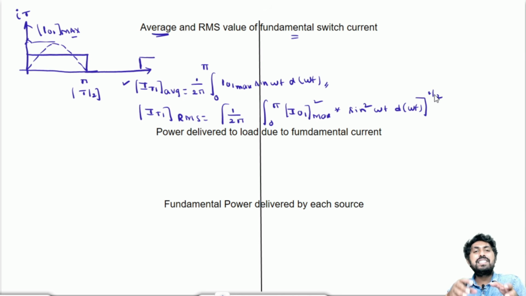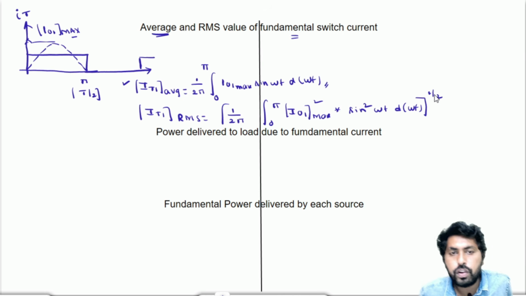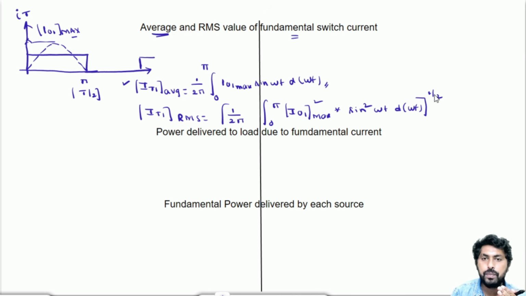So this formula is the same for both half bridge and full bridge inverter. And we will find the average value of the thyristor current as well as the RMS value, that is, the RMS and average values of the fundamental switch current.